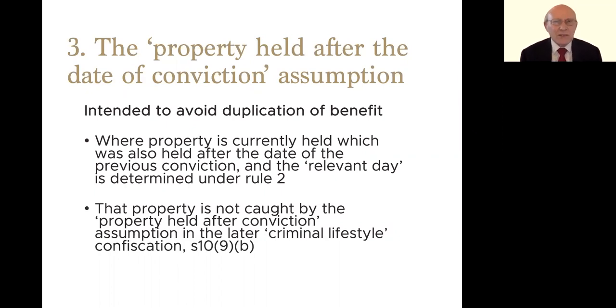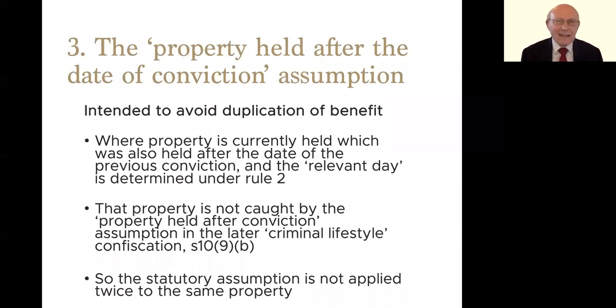Again, there's a logic to that. It avoids the duplication. So in my own case, I've got a property I own, which I purchased in the 1970s, and I've still got it. So if I'd been subject to a criminal lifestyle confiscation, say 5 years ago, then that would have been property held since the date of conviction. If I'm again today subject to a new criminal lifestyle confiscation, then that same property is again property held after the date of conviction, but it can't be included in benefit twice because of the duplication. So the rule is that that property is excluded from the operation of that assumption, the property held assumption, on the second occasion. Okay, so as I say, we don't get it in twice. It all, I hope, makes some sort of logic and sense.